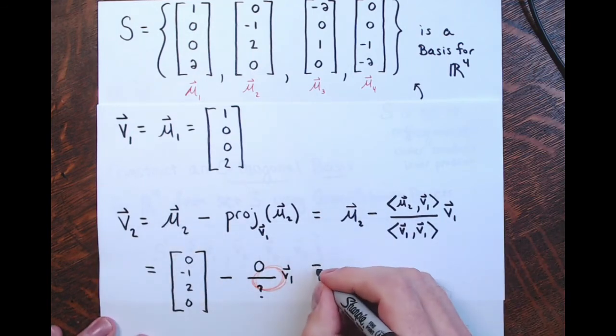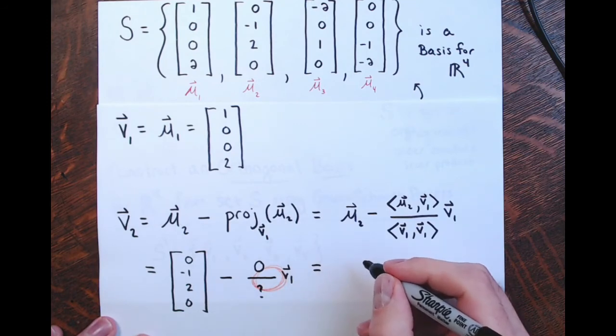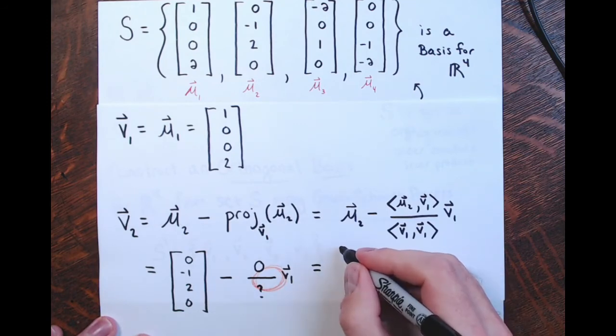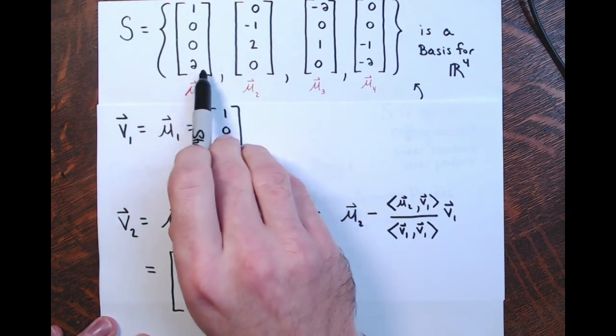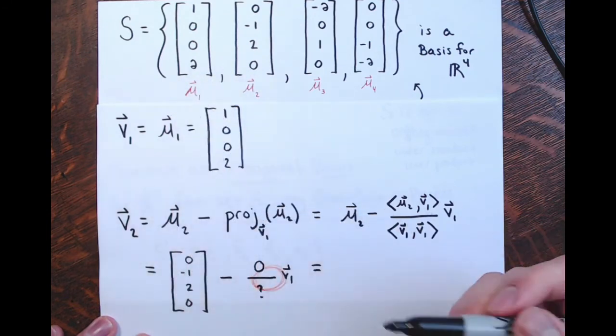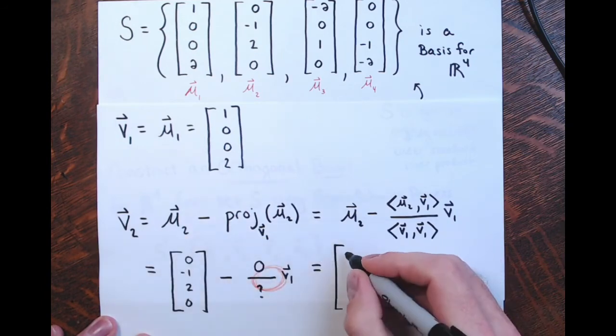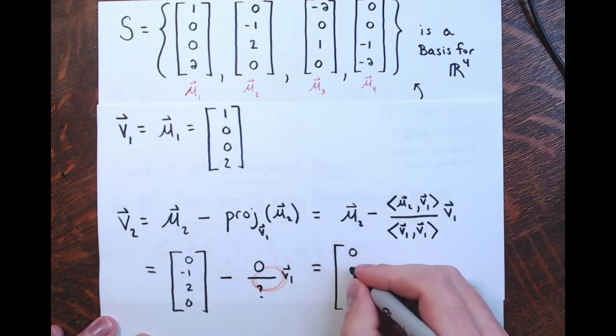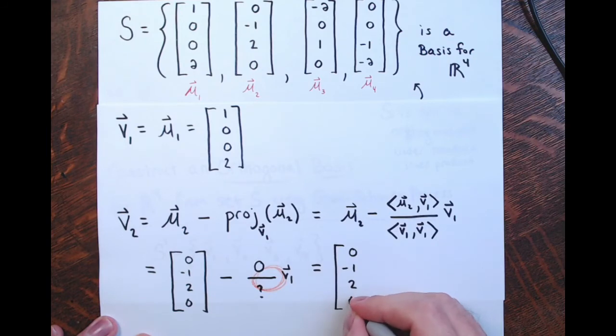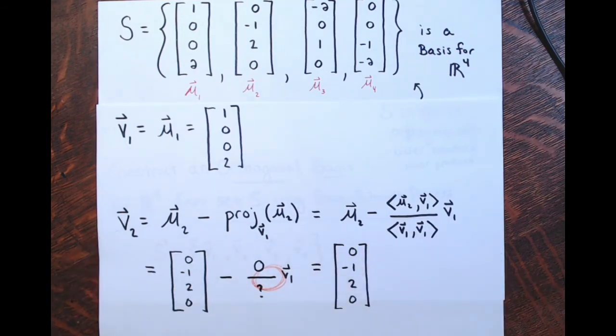Great. For this example, it doesn't always happen. It's only because these first 2 vectors actually are orthogonal under the dot product. So V2 is the same as U2, so 0, -1, 2, 0.